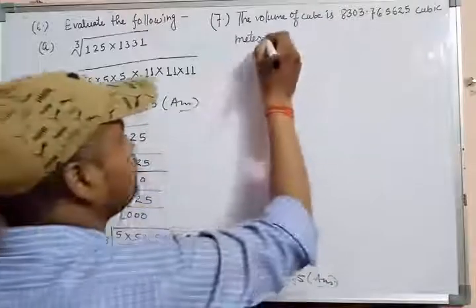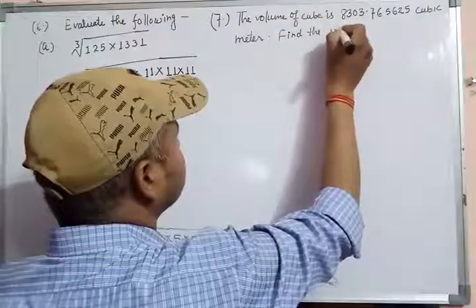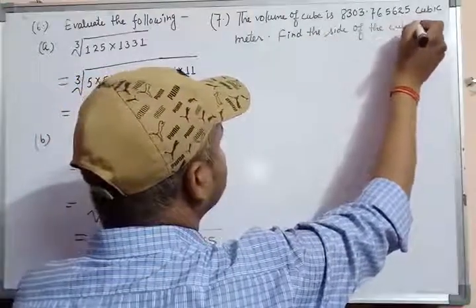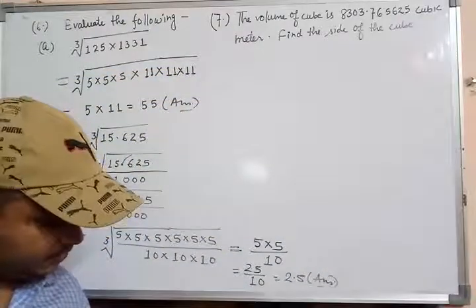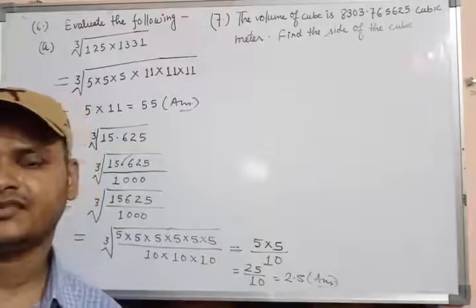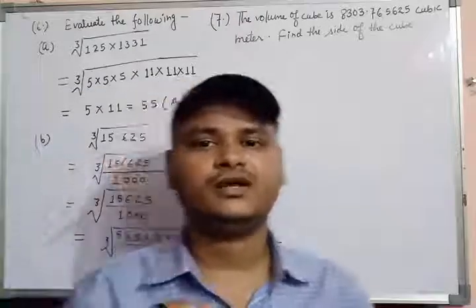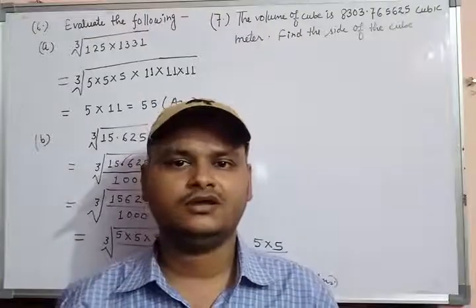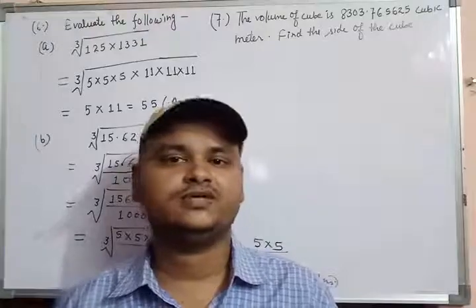Find the side of the cube. Okay students, so in this question you have to know what is the formula of the side of the cube. This question belongs to the branch of mathematics called mensuration, and the name of the chapter is surface area and volume.